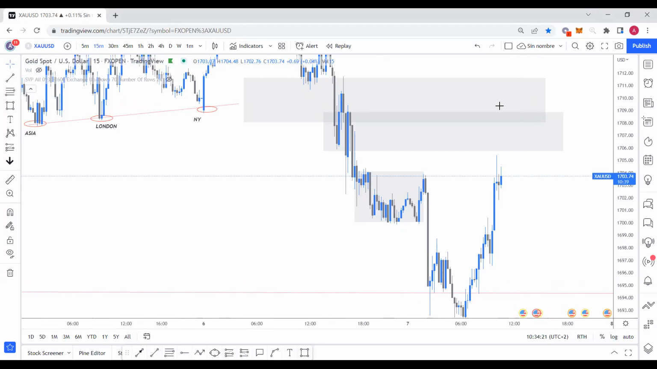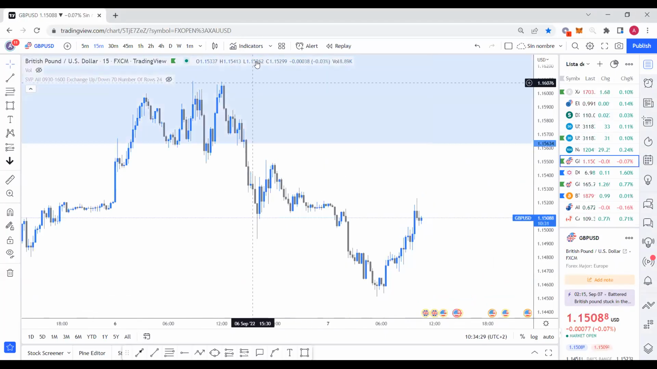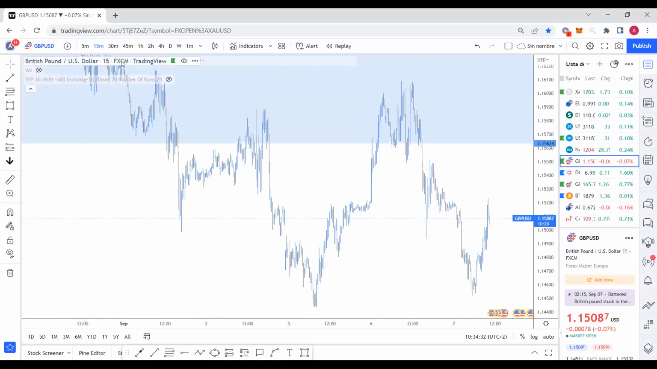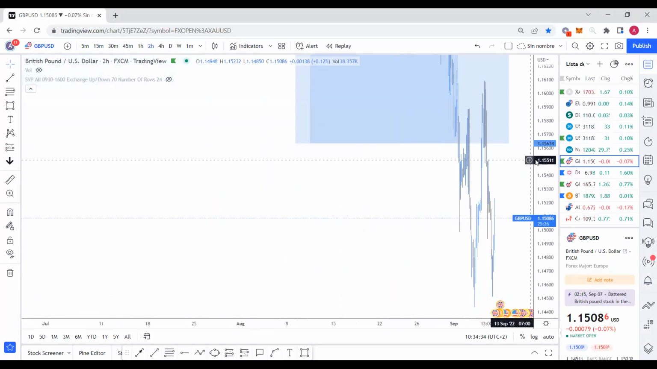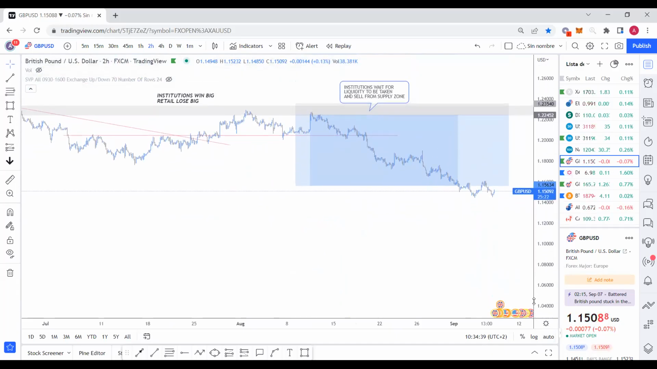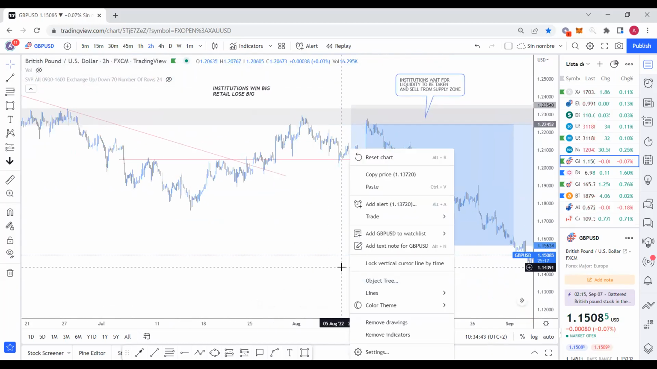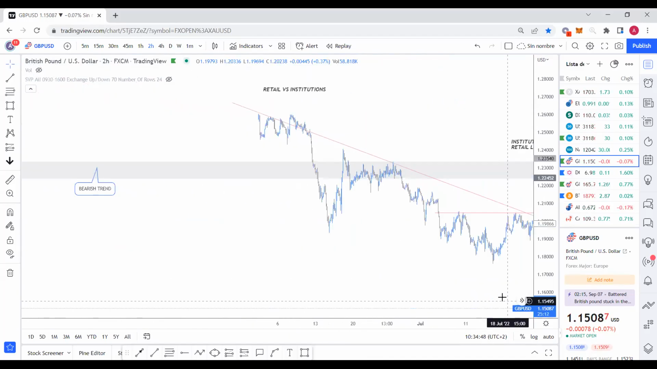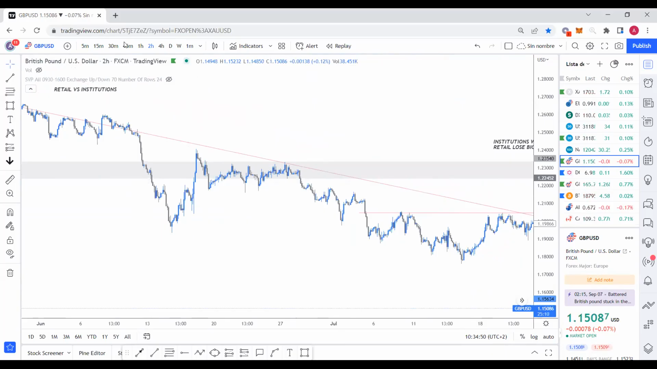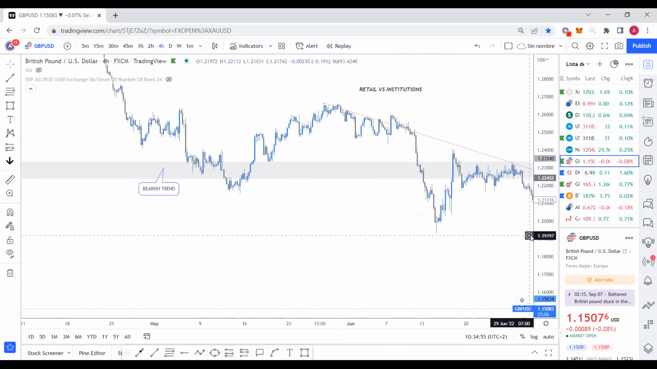Let me open GBP USD, for example. You will find imbalances on any chart, but just because I have gold analyzed already, let's see. It's been a very, very long time since I entered this chart. Look at the zone I had. Okay, let's look at what imbalances are. Let's go to the 4-hour time frame, for example.